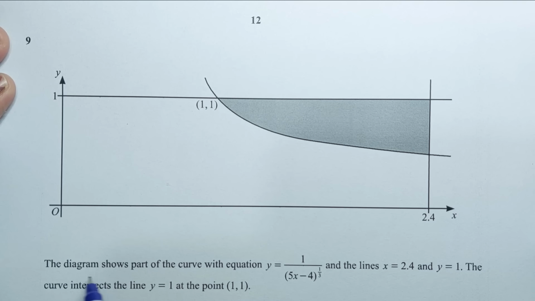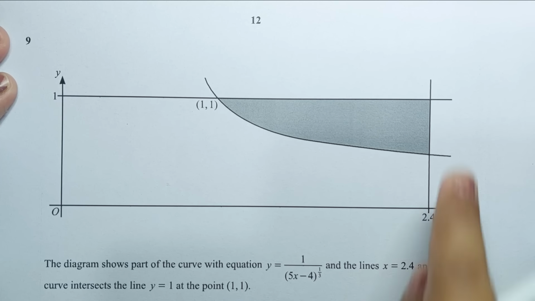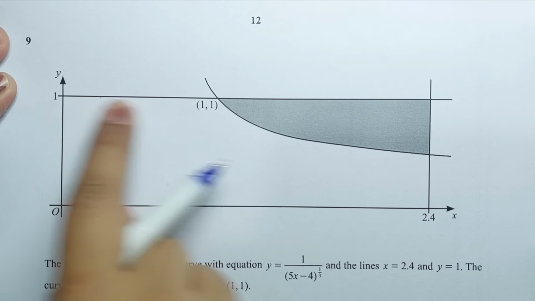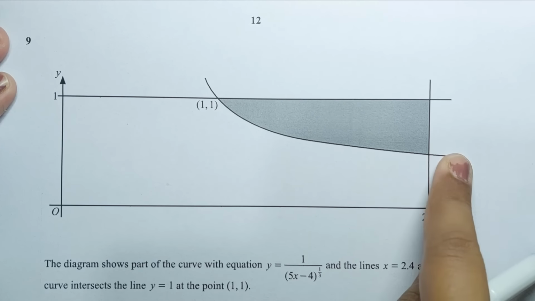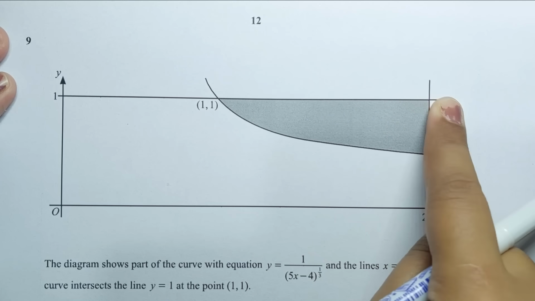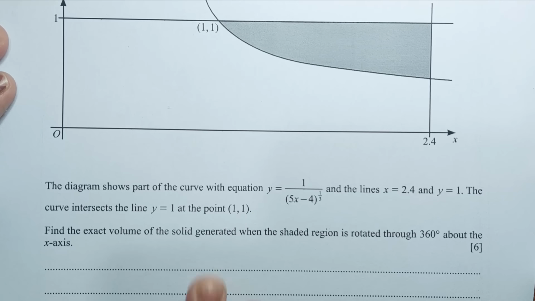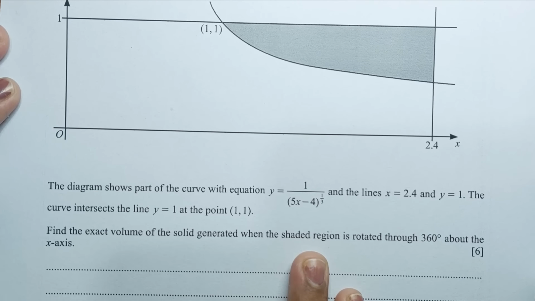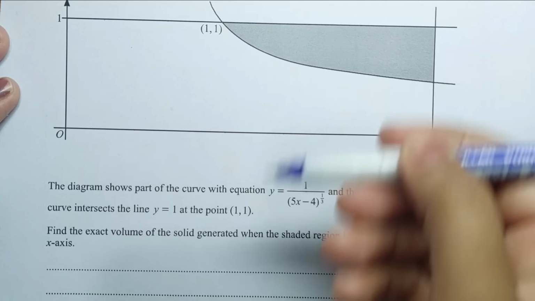Question number 9. The diagram shows part of the curve with equation y equals this, and the lines x equals 2.4 and y equals 1. The curve intersects the line y equals 1 at the point (1, 1). Find the exact volume of the solid generated when the shaded region is rotated through 360 degrees about the x-axis. Okay, the rotation is about the x-axis.